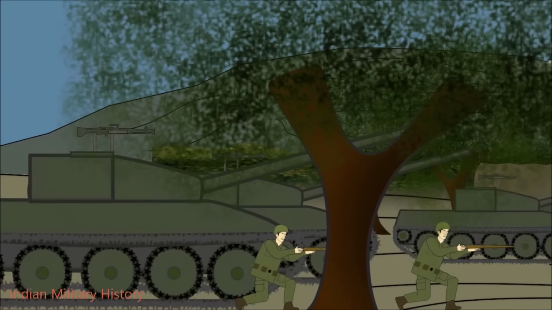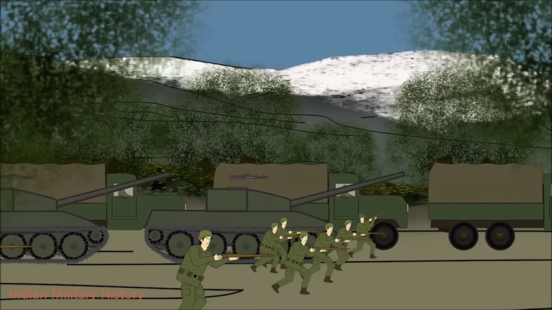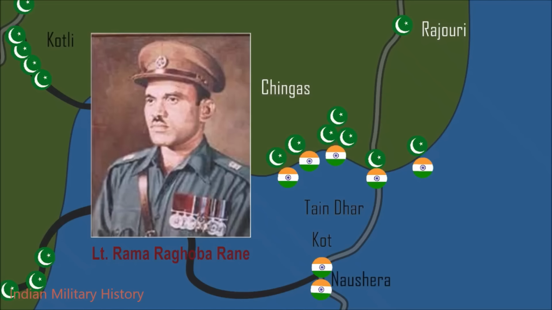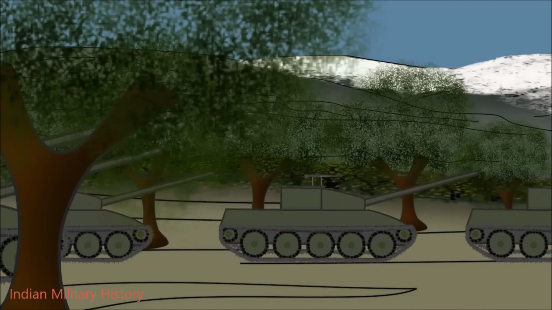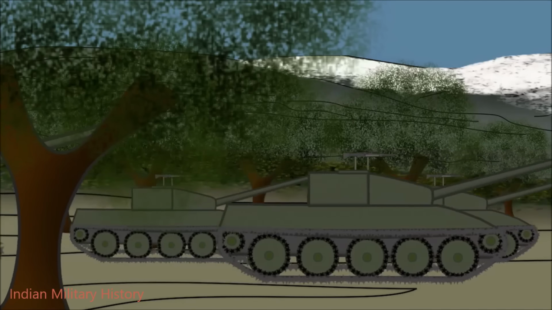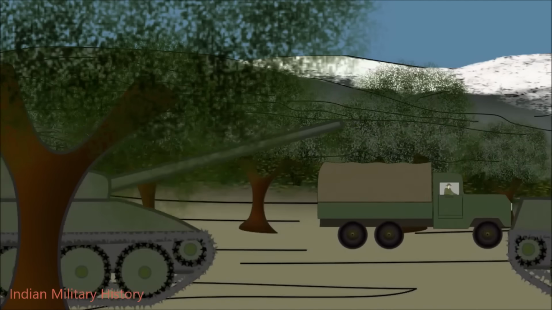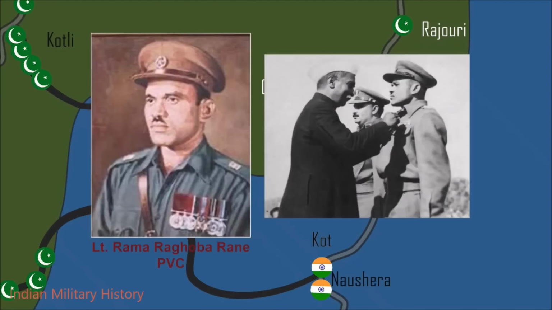The engineers of 37 Assault Field Company went ahead with their assignment under heavy mortar and machine gun fire from the enemy. Second Lieutenant Rama Raghoba Rane was on this mission when he was hit by mortar fire. Despite being badly wounded after the hit, he continued with his mission and cleared out multiple obstacles from the tracks. Because of the courage displayed by the engineers of 37 Assault Field Company, the Indian tanks were successfully able to move ahead on these tracks and attack the enemy base. For the courage displayed by Lieutenant Rane in this mission, he was awarded the Param Vir Chakra, India's highest military honor.